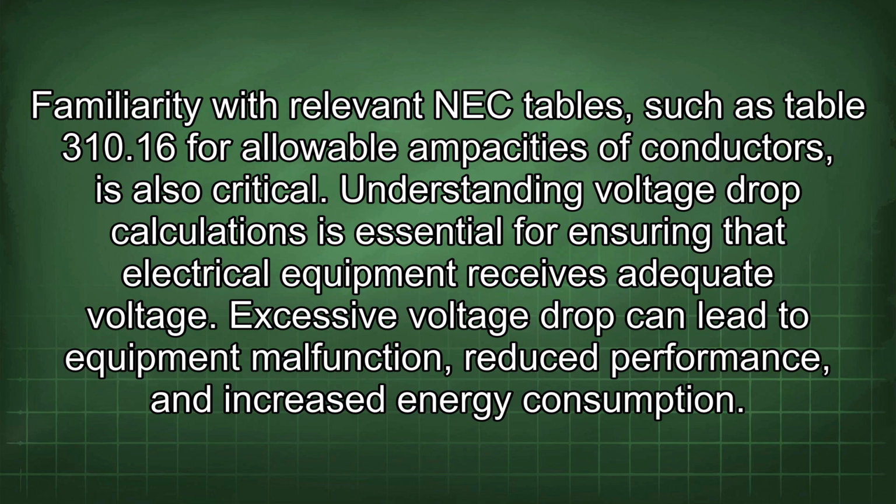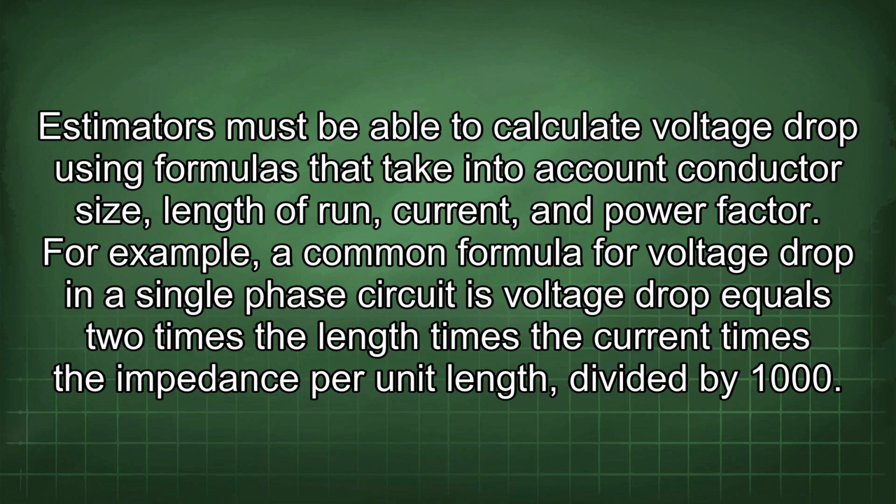Understanding voltage drop calculations is essential for ensuring that electrical equipment receives adequate voltage. Excessive voltage drop can lead to equipment malfunction, reduced performance, and increased energy consumption. Estimators must be able to calculate voltage drop using formulas that take into account conductor size, length of run, current, and power factor. For example, a common formula for voltage drop in a single-phase circuit is voltage drop equals 2 times the length times the current times the impedance per unit length, divided by 1000.